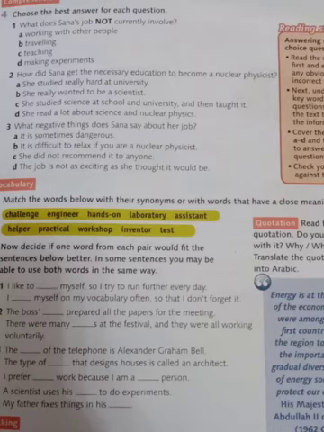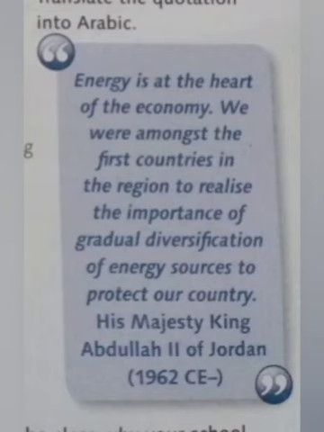The last thing we have to translate into Arabic. Let's see. Now I will read the quotation aloud. Energy is the heart of the economy. We were amongst the first countries in the region to realize the importance of gradual diversification of energy sources to protect our country. His Majesty King Abdullah II of Jordan. So this quotation is written by His Majesty King Abdullah II of Jordan.